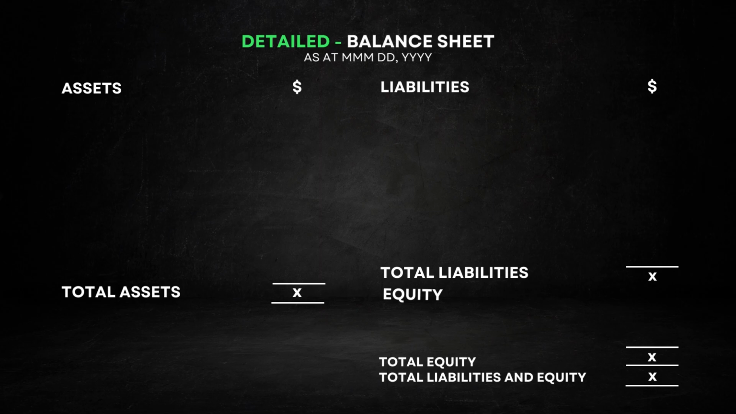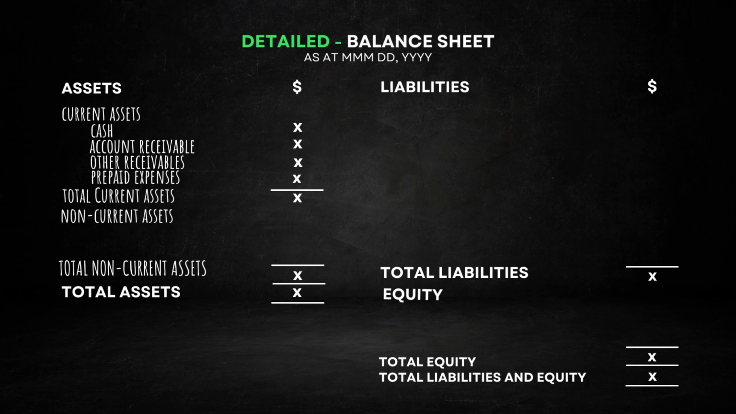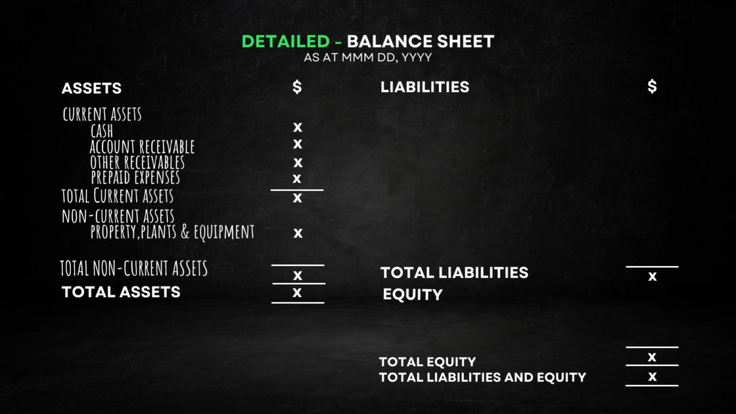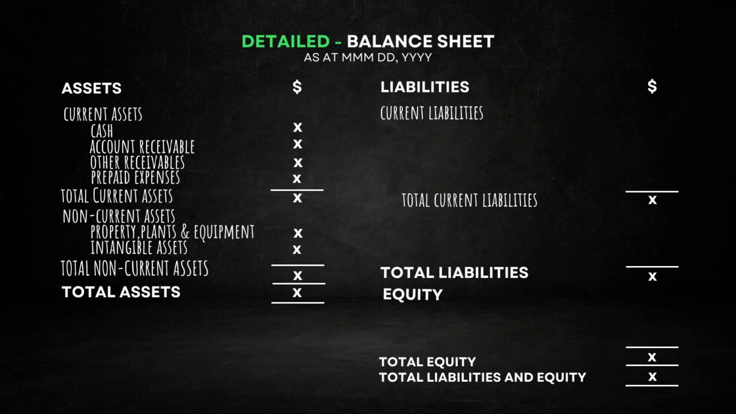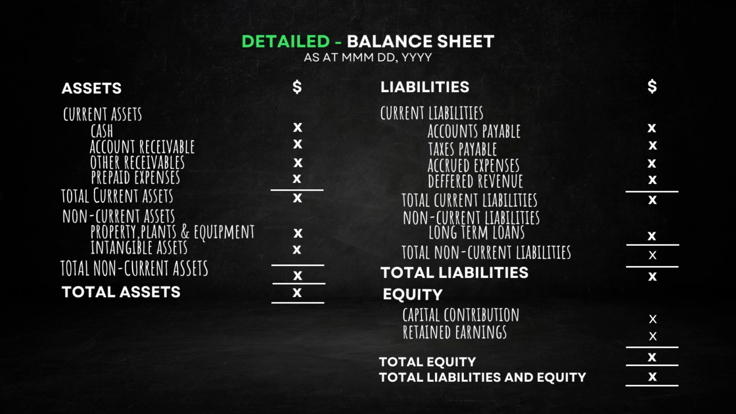This equation must always hold true for a balanced balance sheet. Now, a detailed balance sheet provides more detailed information. We break down assets into current and non-current categories. Current assets are short-term assets, like receivables and prepaid expenses. Non-current assets are long-term assets, which can be tangible like property or intangible like patents. Liabilities are also categorized as current and non-current. Current liabilities include things like payables and accrued expenses, while non-current liabilities are long-term loans. Equity consists of capital contributions from owners and retained earnings, which are profits saved for future use.